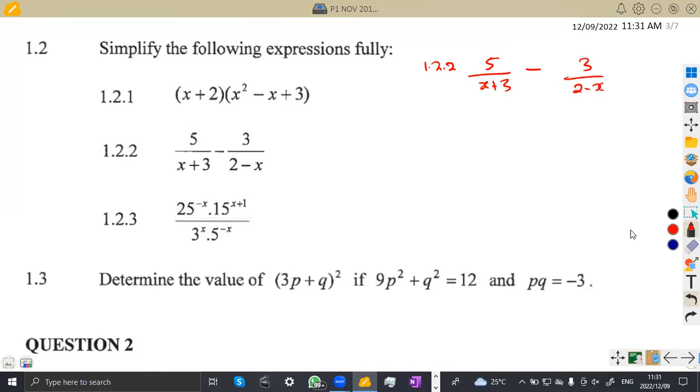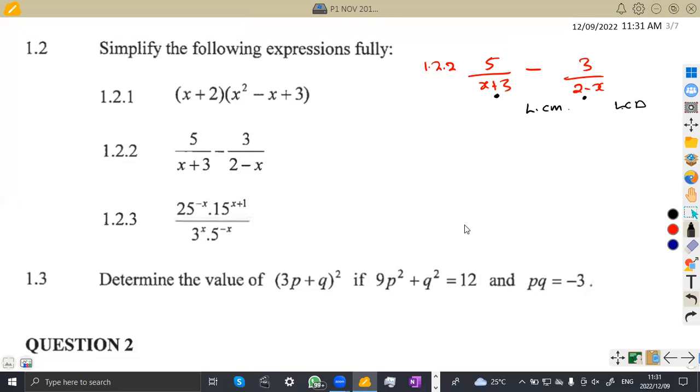All right. Given fractions like this, whether you're adding or subtracting, you're supposed to find the LCM of the given denominators. We've got x plus 3 here, we've got 2 minus x. So what you're supposed to find is the LCM. Some may refer to this as the LCD, the lowest common denominator. That is the lowest common multiple.